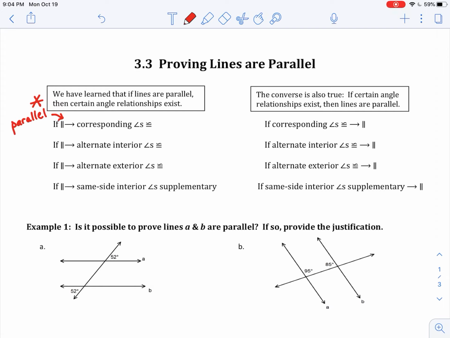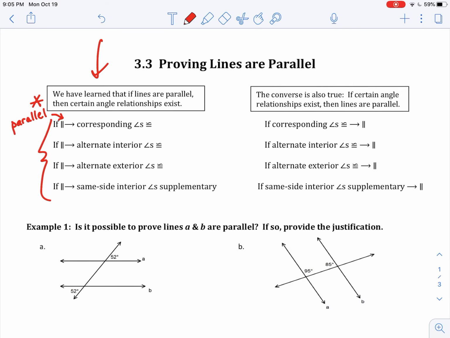So what we have happening here on this left side is that if we have parallel lines, we could say that corresponding angles are congruent. We could also say alternate interior angles are congruent, alternate exterior angles are congruent. And also if we had parallel lines, we knew that same side interior angles were supplementary. This is all stuff we talked about in section 3.2. And if we were doing proofs, all of this stuff here would be that shorthand notation I would allow you to use on a proof.